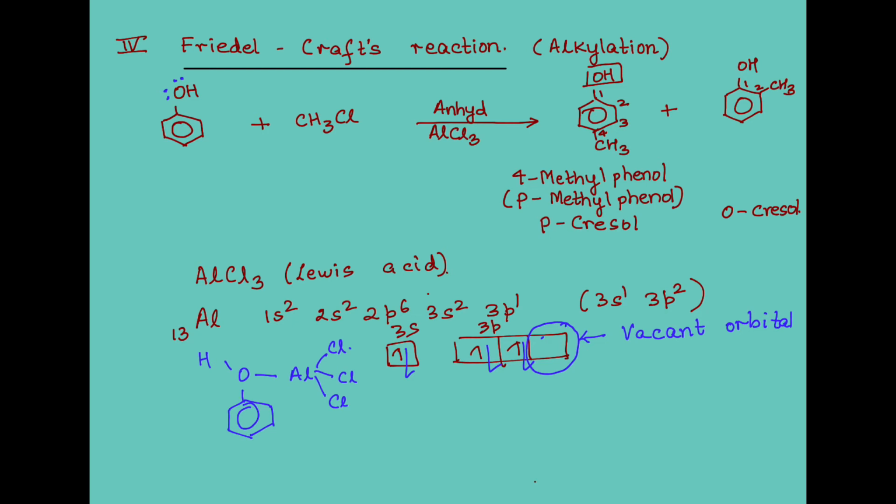Don't forget the reaction conditions, anhydrous AlCl3. So if we actually want this reaction to proceed in a good proportion or to give us a larger amount of the product, we will have to take a catalyst which is not an electron acceptor, right? Also tell me which of these will be the major product, the para or the ortho?